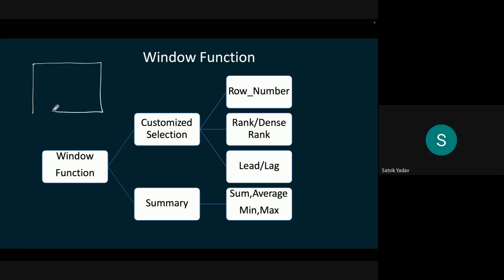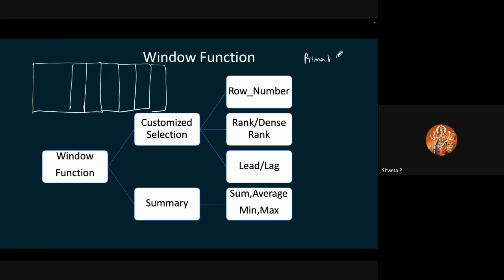Let's say this is my table. What is customized selection? We select a few columns from the data, or we filter the data with the where clause, and select operates on the columns, or we can add columns as well. But what is our primary condition for this? The primary key should not change. Yes, primary key.